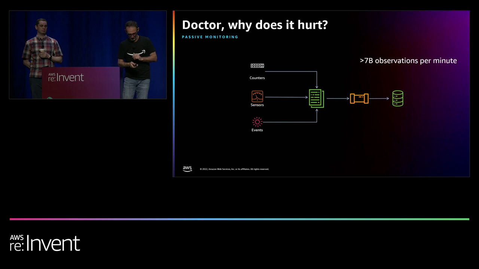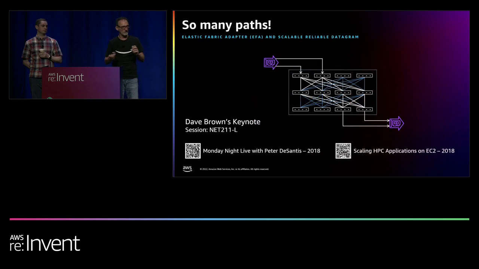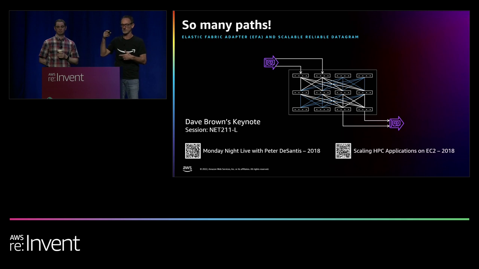Oh, sorry, let me go back a second. Not sure how many people noticed this, but ENA, SRD, and EFA are reasonably complex topics. I have a couple links with QR codes if you want to learn more about them. They're very, very good talks that break them down and explain how they all work. I do suggest, though, that if you want to start getting into this topic, start with ENA Express, Dave's keynote, and some of the literature that's come out from there, and then move forward.